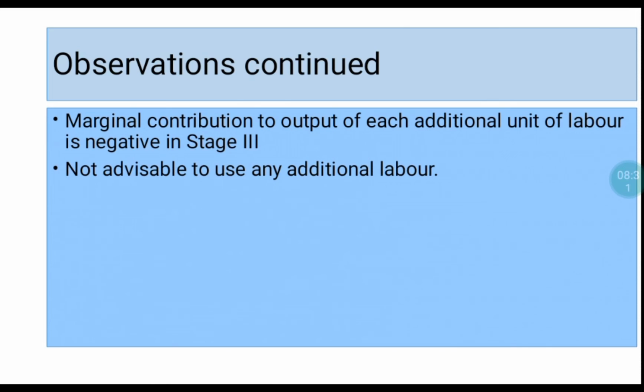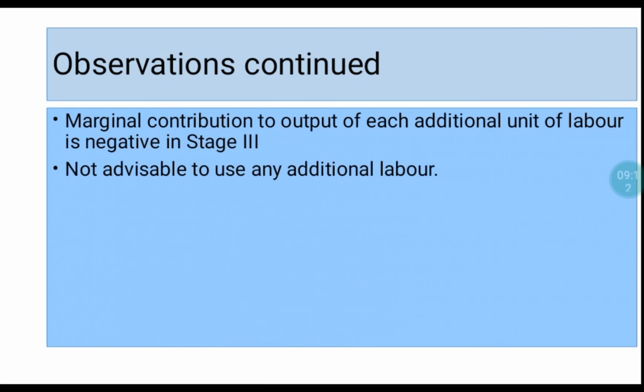How about stage 3? In stage 3, the marginal contribution to output of each additional unit of labor is negative. Okay? So the contributions are negative, meaning when you add one more unit of the variable factor, you find that you reduce the total output by a certain amount. So it is not advisable for you to operate in such a stage. Okay? So you do not need to use any additional labor in stage 3. So the best stage in which you can operate as a firm, if you want to produce optimally, is stage 2.